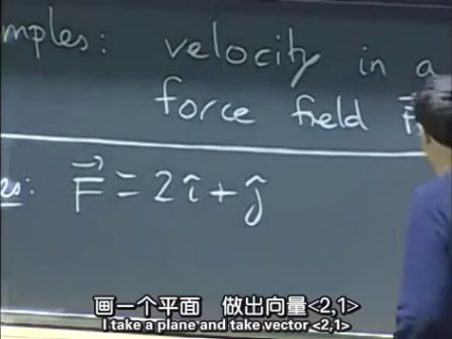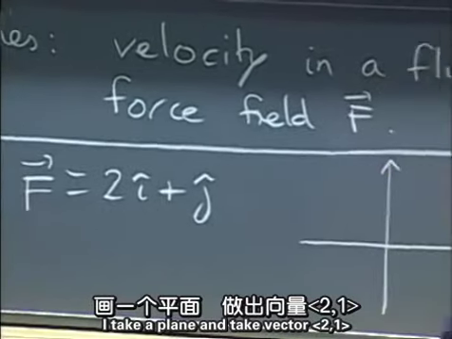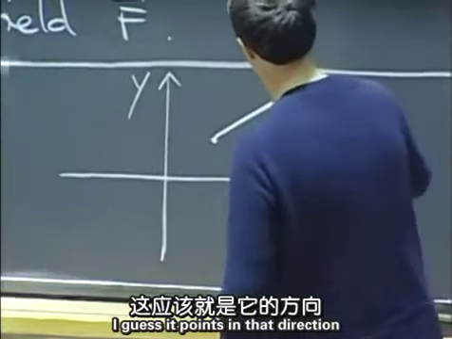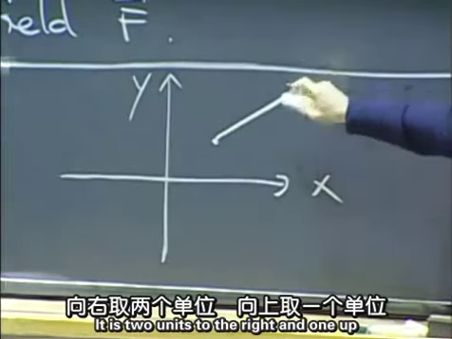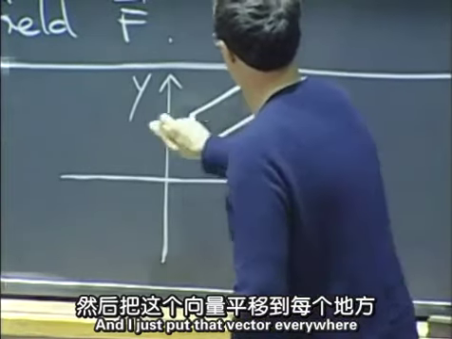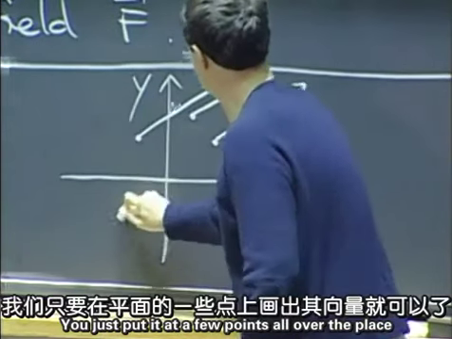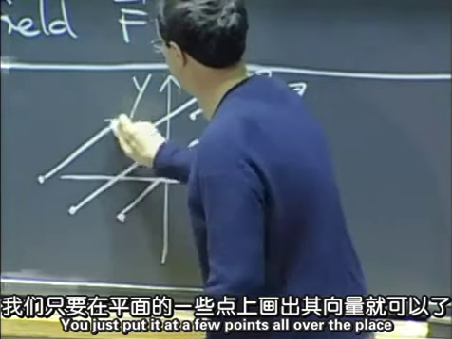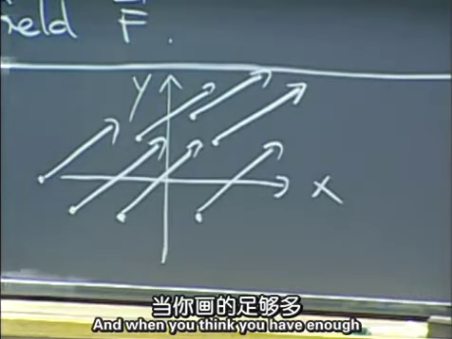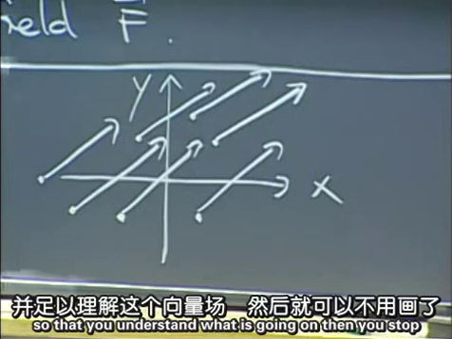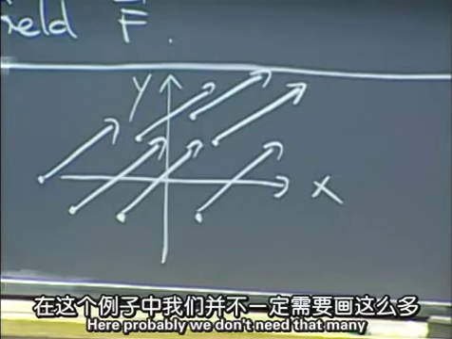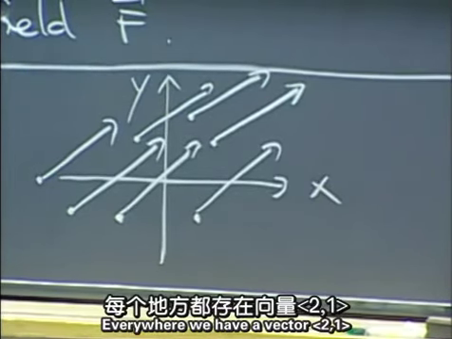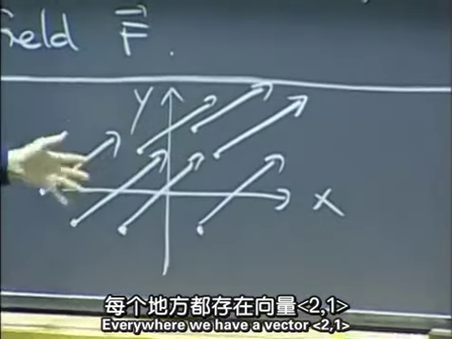Okay, so I take a picture of the plane, and I take the vector 2, 1. I guess it points in that direction. It's 2 units to the right, 1 up, and I just put that vector everywhere. Okay, so you just put it at a few points all over the place, and when you think you have enough so that you understand what's going on, then you stop. So here probably we don't need that many. I mean, here I think we get the picture, okay? So everywhere we have the vector 2, 1.